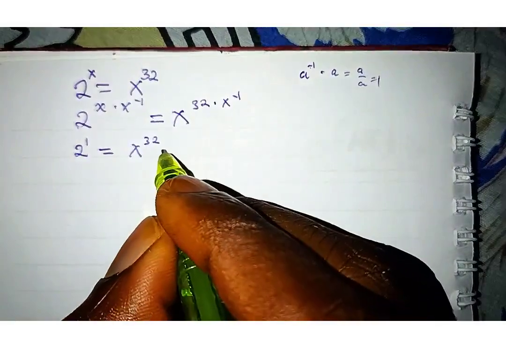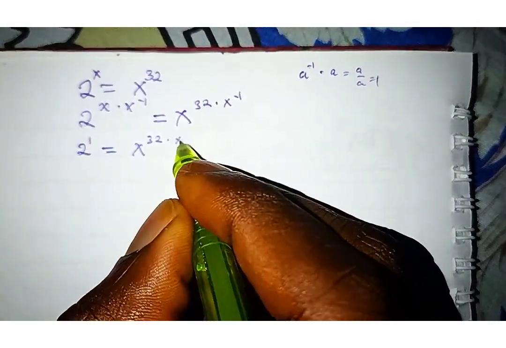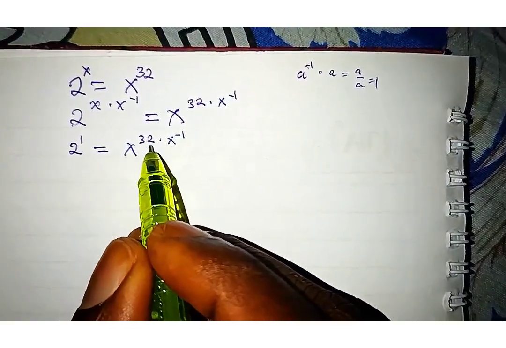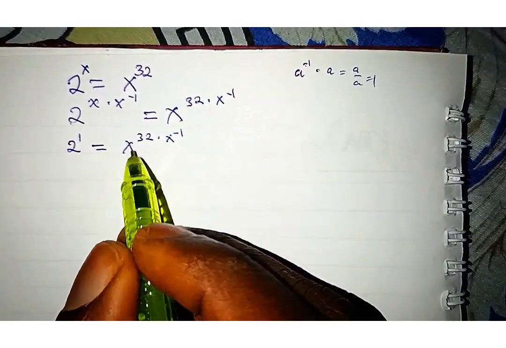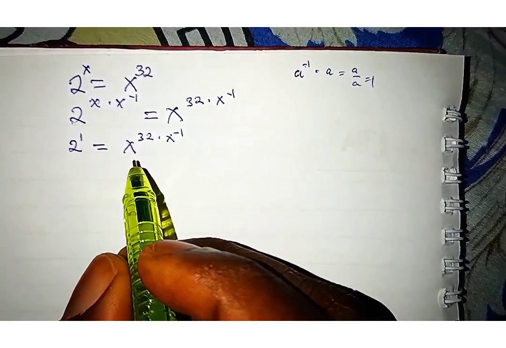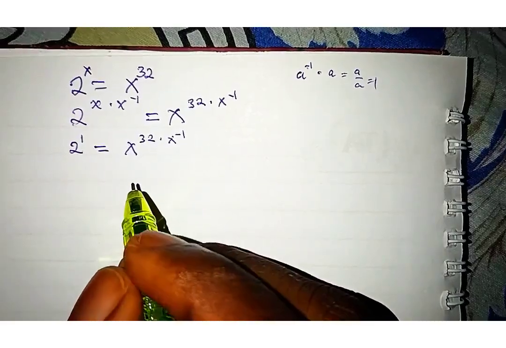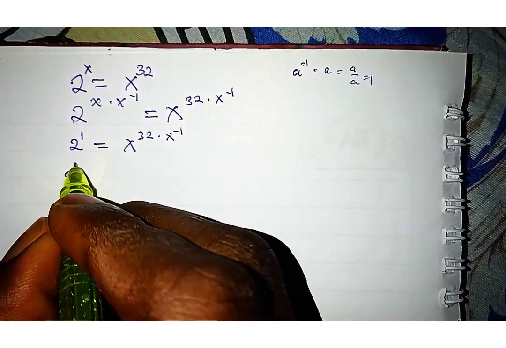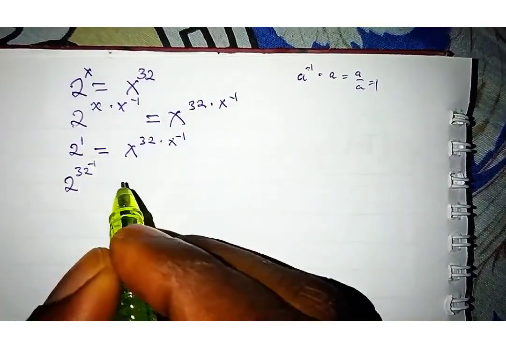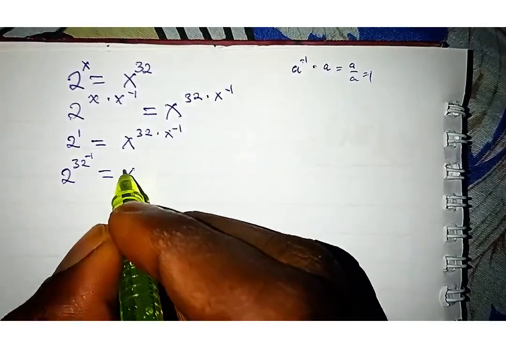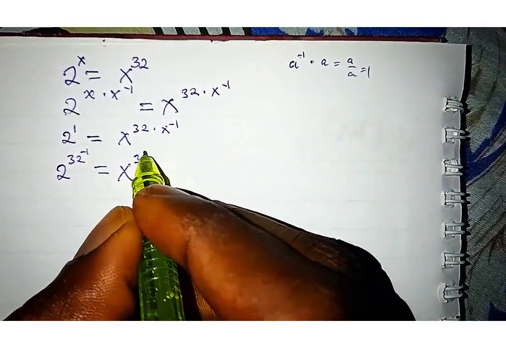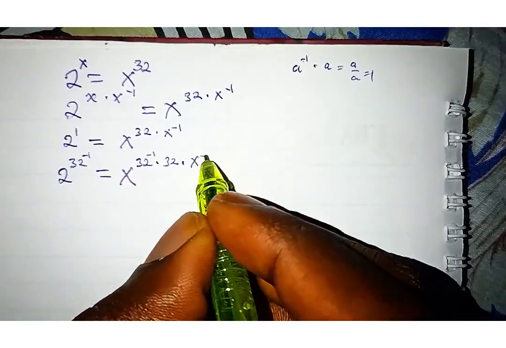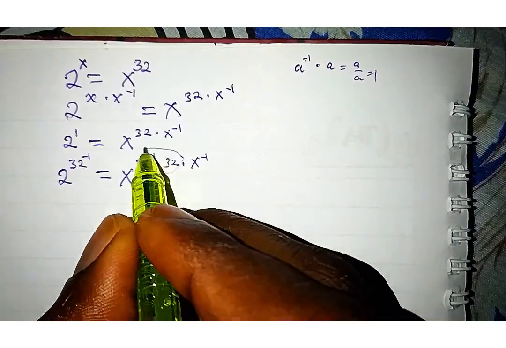X raised to power 32 multiplied by what? X inverse. So we want to do away with this 32 as the power of x. So what we're going to do here is to multiply the power of both sides by what? 32 inverse. So that we're going to be having 2 raised to power 32 inverse here, and this is equal to what? X raised to power 32 inverse multiplied by what? 32 multiplied by what? X inverse. So that this whole thing here is done away with.